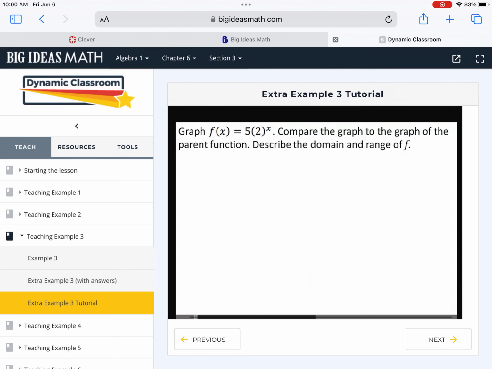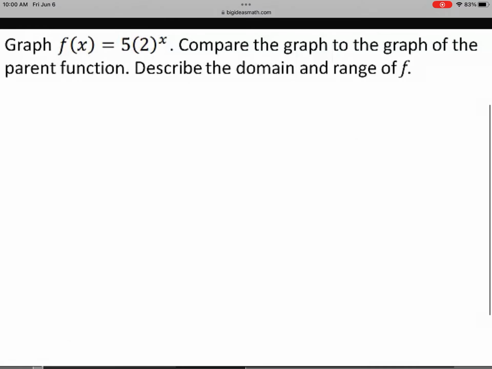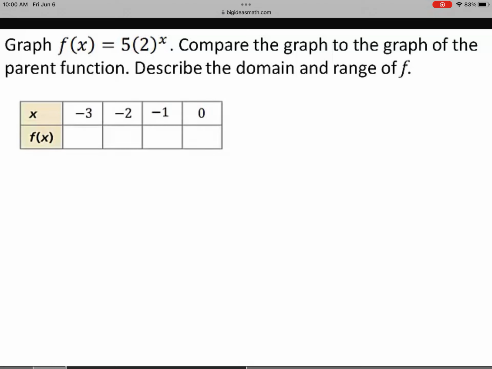Graph f(x) = 5 · 2^x. Compare the graph to the graph of the parent function. Describe the domain and range of f. Begin by making a table of values.